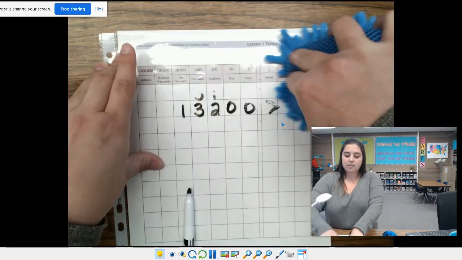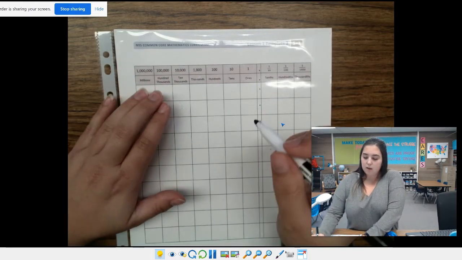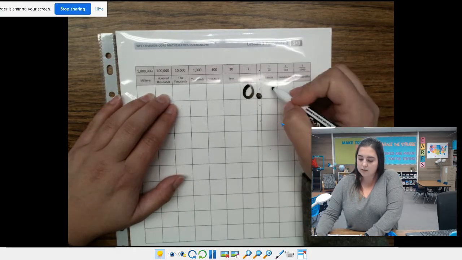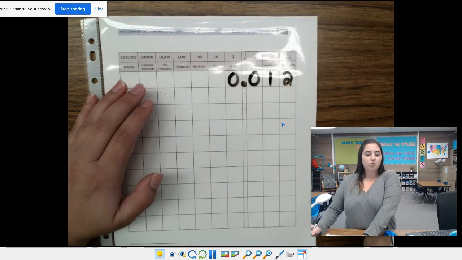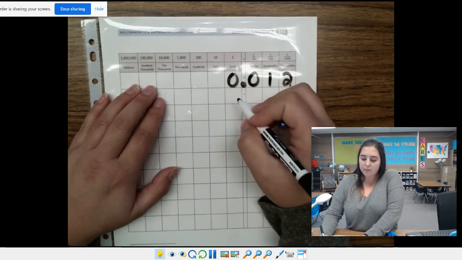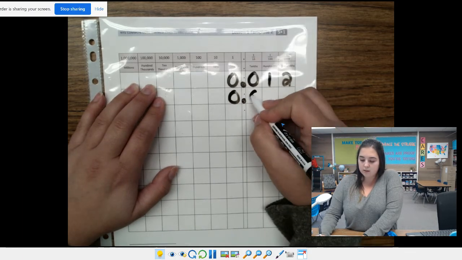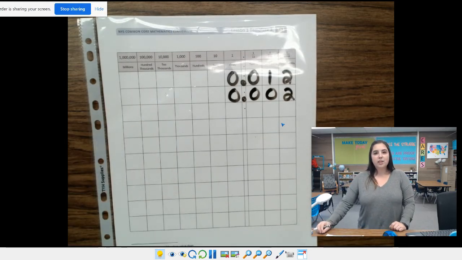I'm going to erase this. And let's do our first problem. I'm going to start, let's do 0 ones, decimal, 0, 1, 2. Make sure to write this on your place value chart. And then my second one, 0 ones, decimal, 0, 0, 2. Take a second to write down those two numbers.